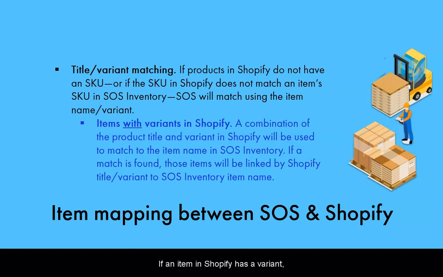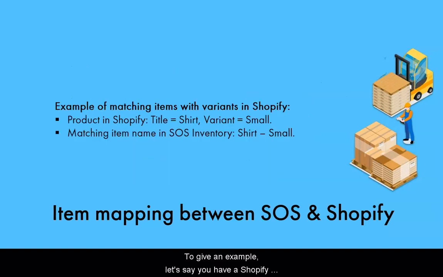If an item in Shopify has a variant, a combination of the product title and variant name will be used to match the item name in SOS Inventory. If a match is found, those items will be linked by the Shopify title/variant to the SOS Inventory item name. To give an example, let's say you have a Shopify product title shirt with the variant named small. In SOS Inventory, the item would be named shirt - small with a space before and after the dash.